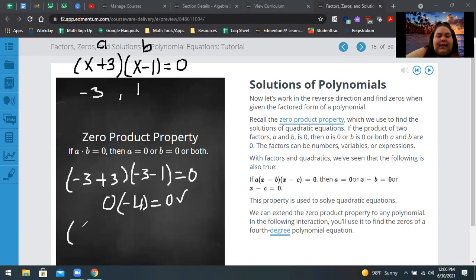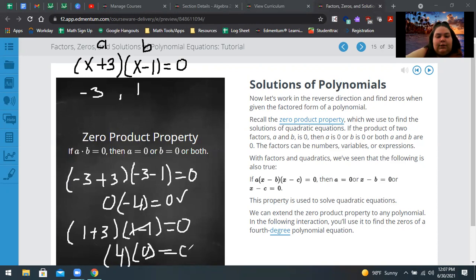What about 1? So right here, we replace x with 1. 1 plus 3 times 1 minus 1, is that equal to 0? 1 minus 1 is 0. Oops, 0. 1 plus 3 is 4. 4 times 0 is still 0. So this is the idea.